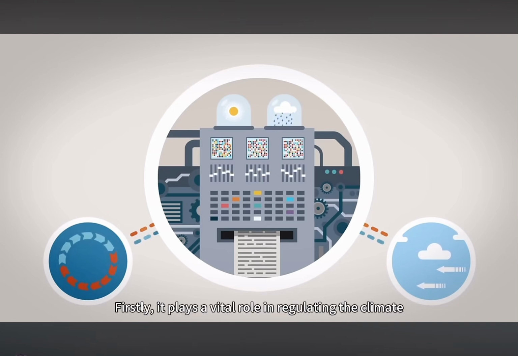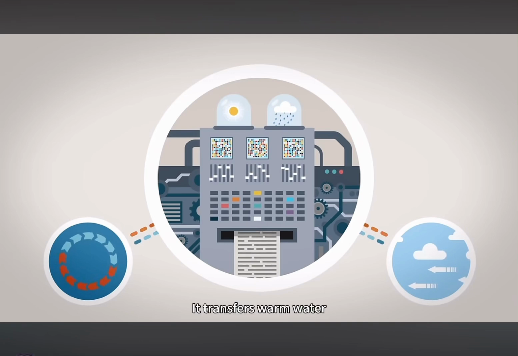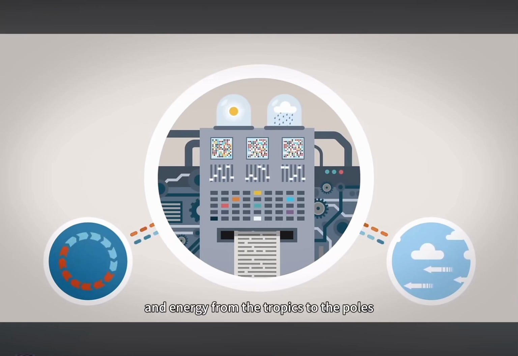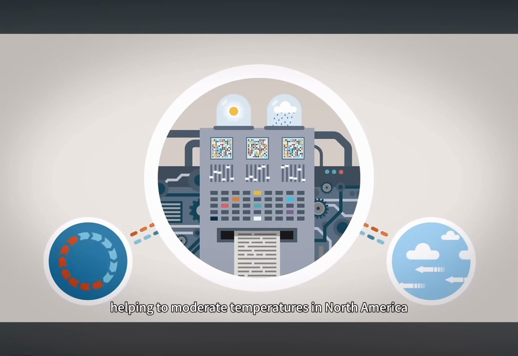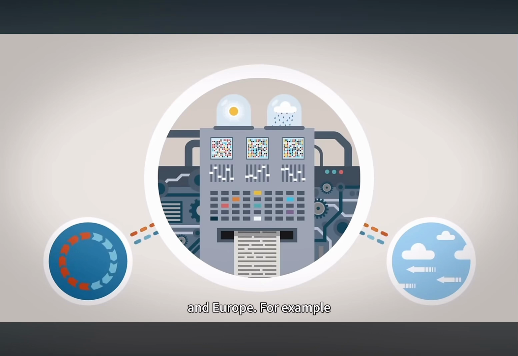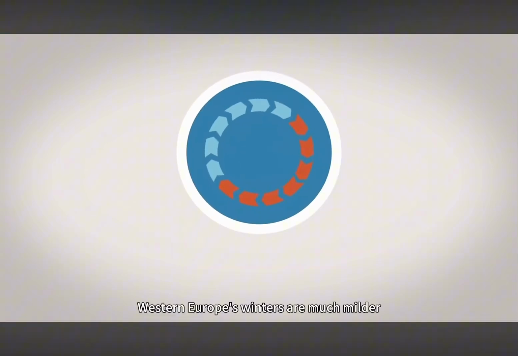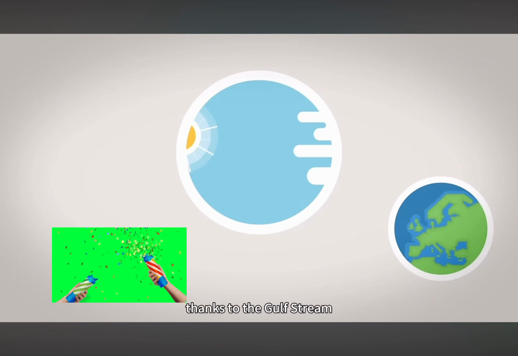Firstly, it plays a vital role in regulating the climate. It transfers warm water and energy from the tropics to the poles, helping to moderate temperatures in North America and Europe. For example, Western Europe's winters are much milder compared to other regions at the same latitude, thanks to the Gulf Stream.